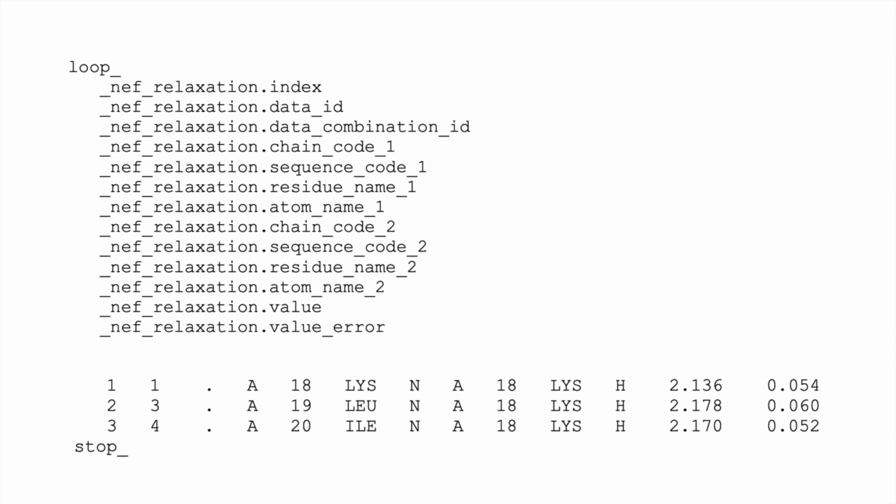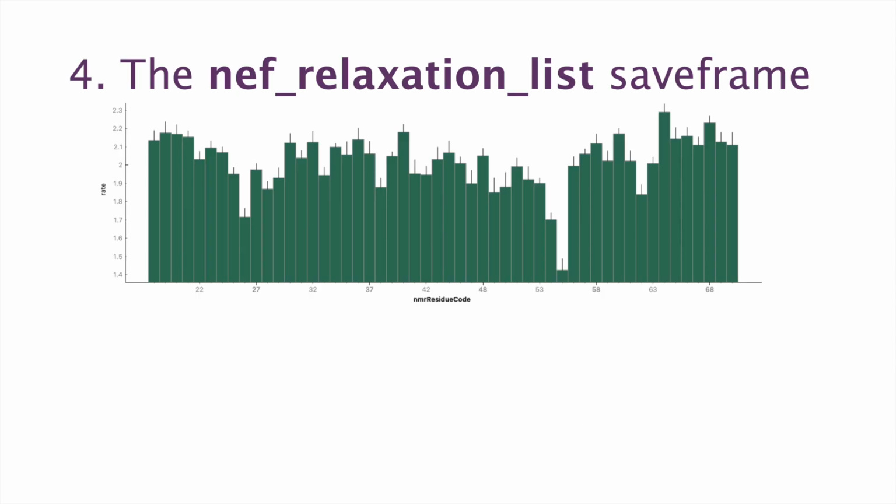Here is the saveframe's loop, the table of values. At the top we have the column headers. And you can now see that atom 1, the one that relaxes, is the nitrogen, and the proton is the one which primarily causes the relaxation. The only other thing to point out is the data combination ID. This is relevant mainly in the context of CPMG and CEST experiments, where you may wish to group certain sites together because they have similar relaxation properties, and so you want to fit them together. Exact details on each of the tags and parameters are provided in the proposal document on GitHub.